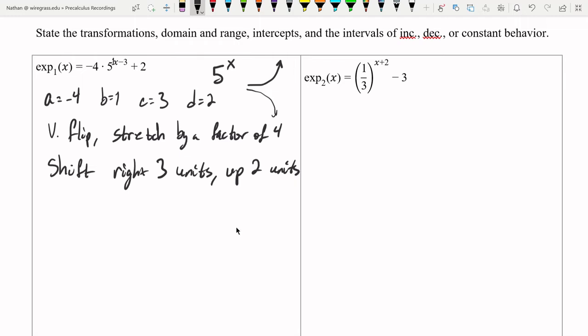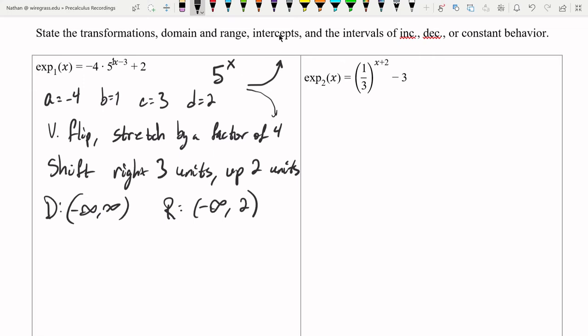Now, the domain, range, and intercepts. Well, the domain is always the same. Domain, we have -infinity to infinity. The range, however, you remember, is from 0 to infinity for this one. But now it's been flipped. So it's going to be from -infinity to 0. Then the stretch doesn't change the range. The shift right doesn't change the range. However, the shift up changes the range. So from -infinity to 0, now it's getting shifted up 2 units. The range is going to be -infinity to 2. So the horizontal asymptote is no longer at y equal to 0, but it's been shifted up 2 units. So it's at y equal to 2.